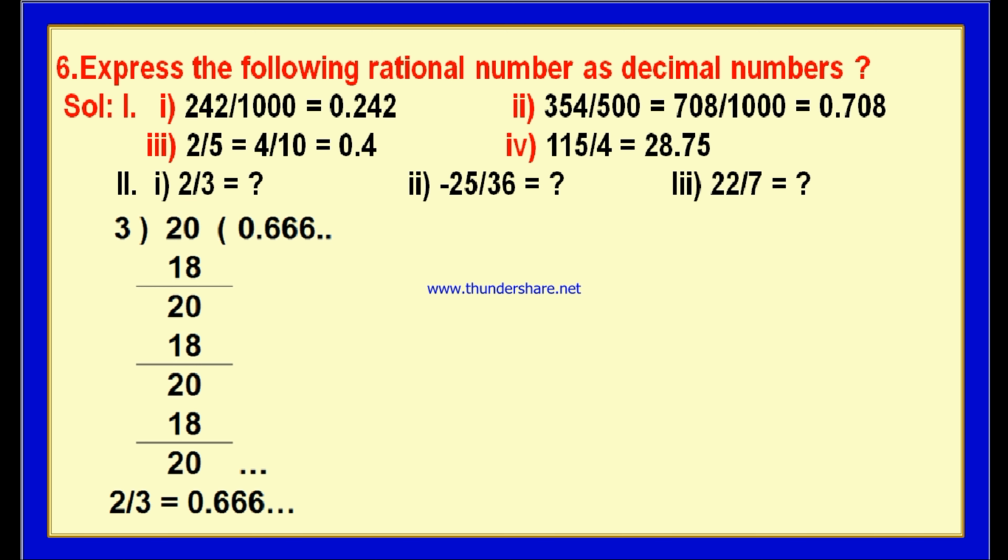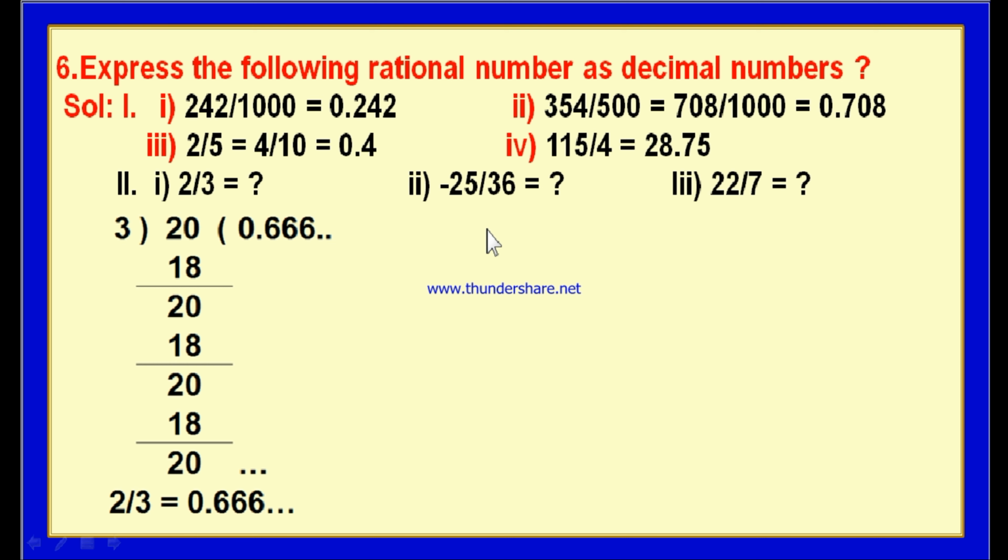After 2 you write 0 so that it is 20 again. In 20 again 3 goes 6 times, 18, again 2, and so on. You will get the remainder 2, 2, 2 and so on. You will get the same quotient digit, 0.6666 and so on. Therefore 2 by 3 is equal to 0.666 and so on. You can write this as 0.6 with a bar, which is a non-terminating and recurring decimal.